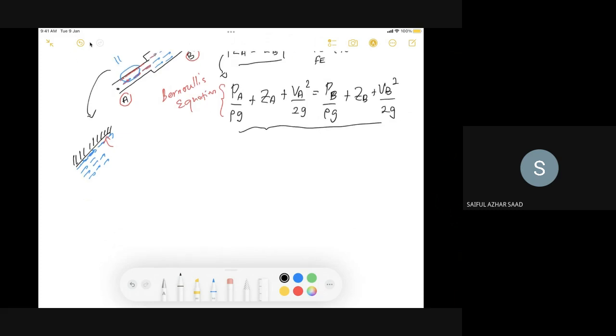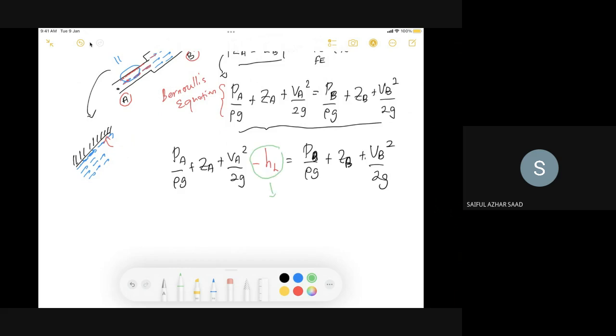So now my equation looks like this: PA over rho g plus ZA plus VA squared over 2g minus HL equals PB over rho g plus ZB plus VB squared over 2g, where HL is the energy losses due to friction.